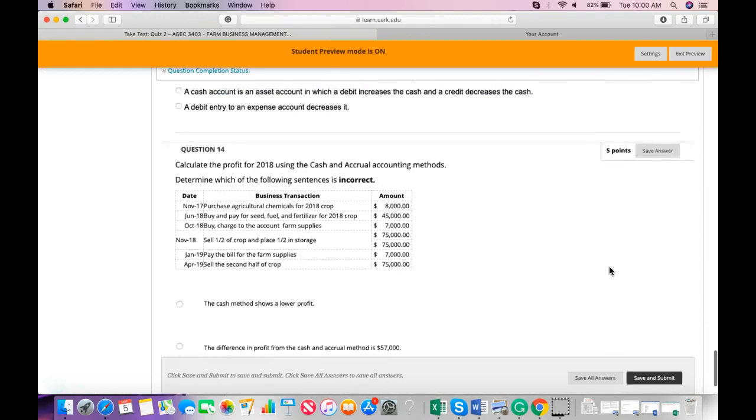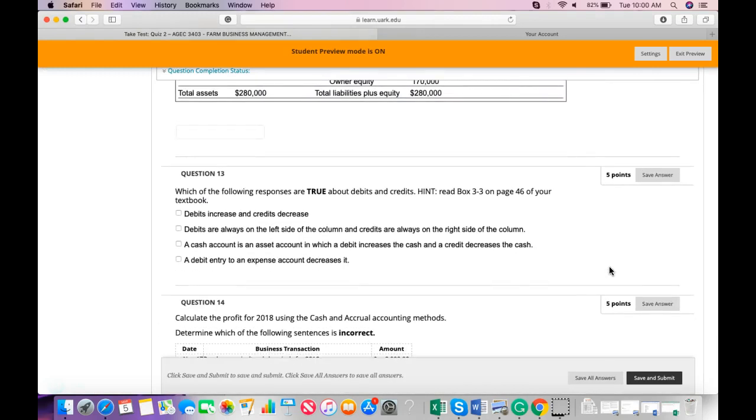And then here we go down to the debits and credits. So here you should have taken a look on page 46 and read the box. These true and false questions came directly from that reading, one paragraph. So debits and credits, they are not following the rules of always increasing or decreasing.